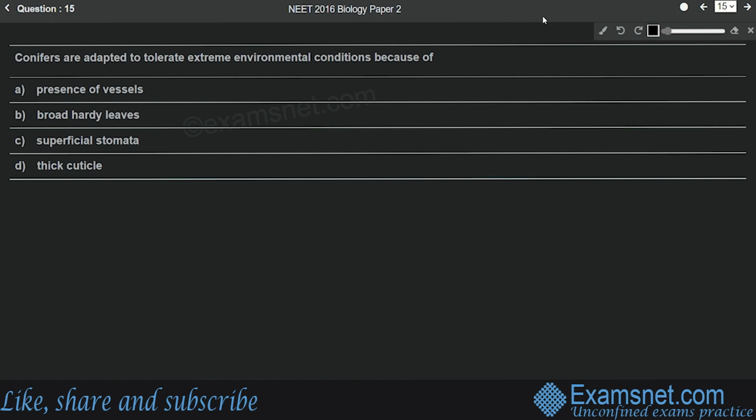Question number 15 is from the chapter Plant Kingdom, and the question is: conifers are adapted to tolerate extreme environmental conditions because of. The options are presence of vessels, broad hardy leaves, superficial stomata and thick cuticle. So what are conifers? These are gymnosperms, and these are xerophytic plants. That means these are found in dry conditions, so there is a lack of water. They have to survive in that extreme dry condition, so in order to survive there, they have certain adaptive features.